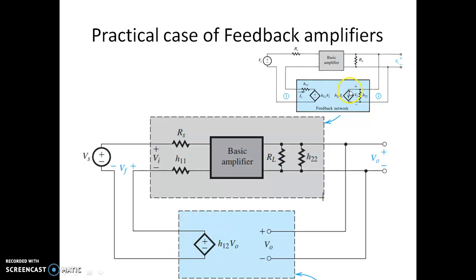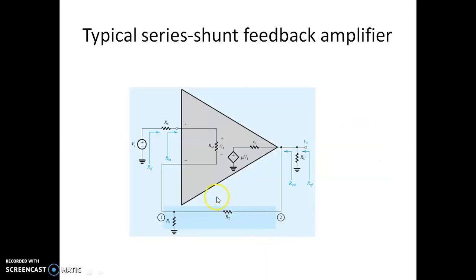You can see these two are 100% the same circuit. Instead of representing H11 at this point, we are representing it over here. Similarly, instead of representing RS as part of the voltage source, for analysis purposes we are taking this RS as part of the amplifier circuit. Again, RL and H22 are considered part of the amplifier circuit, rather than being considered as load resistance, source resistance, and H parameter values.